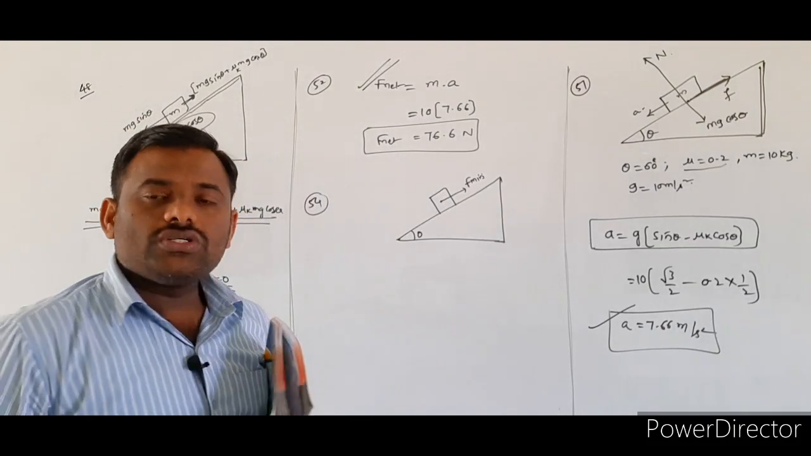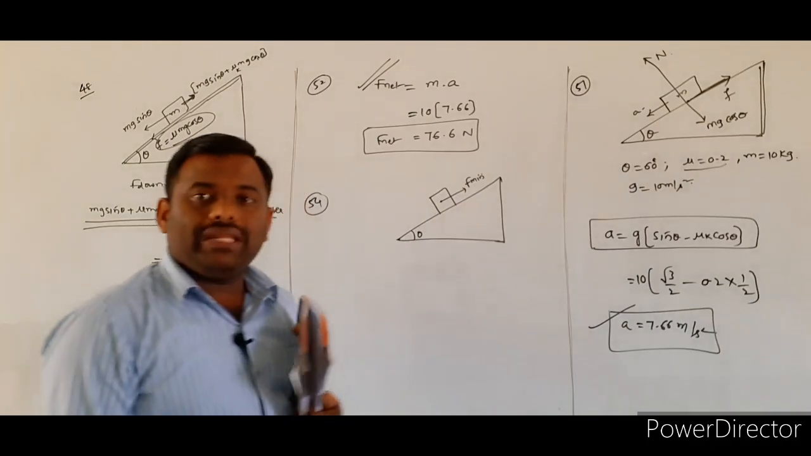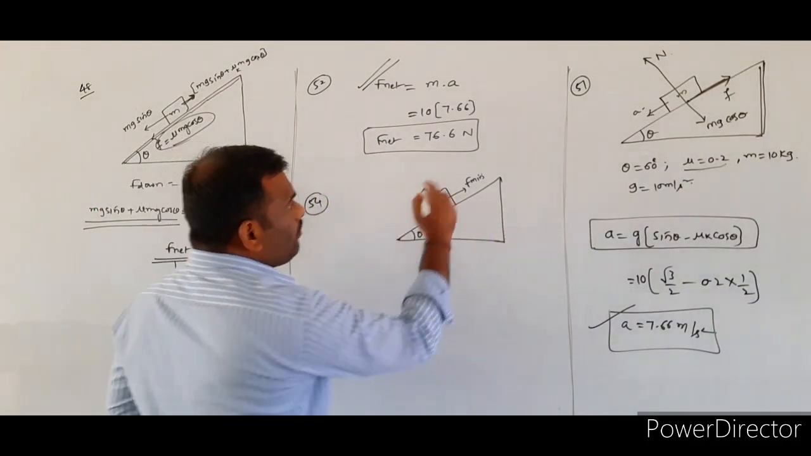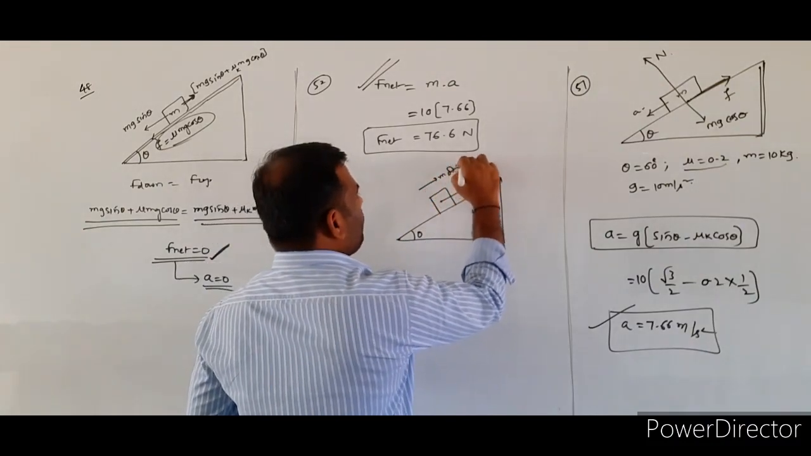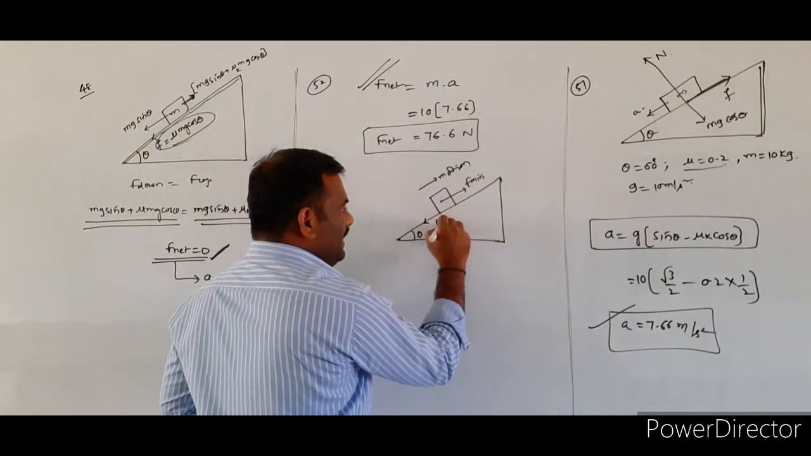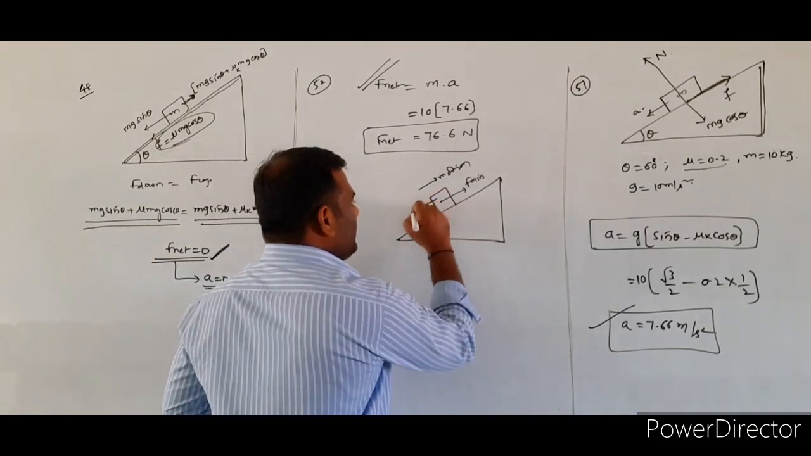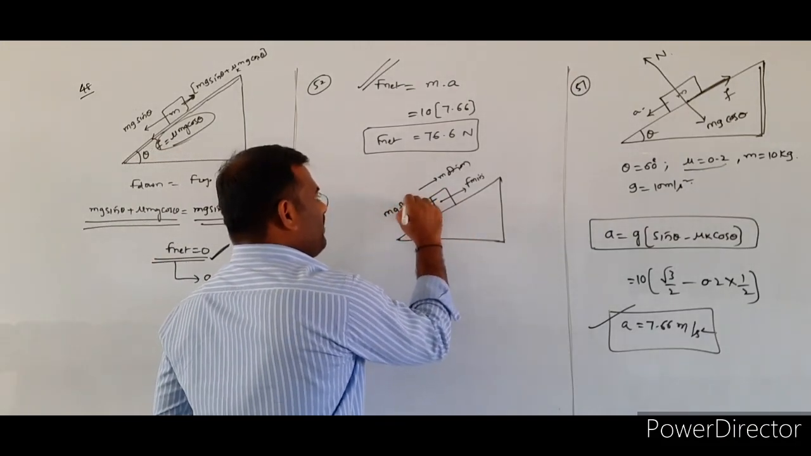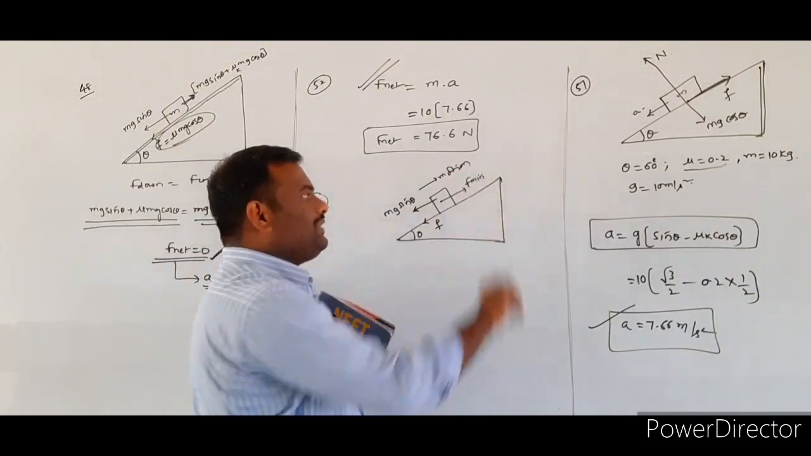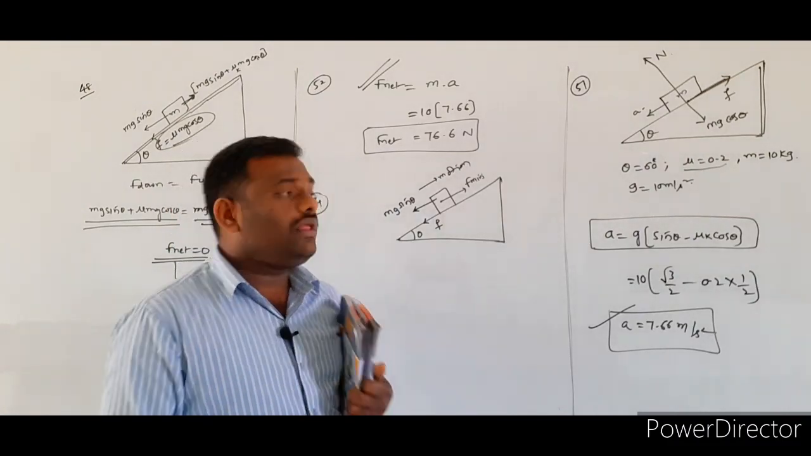Problem number 54. What is the minimum force required to pull the block in the upward direction? Whenever the motion of the body is up the plane, the frictional force will be acting down the plane. Always mg sin theta will be acting in the downward direction. So whenever the body is sliding up the plane, mg sin theta and the frictional force both act in the downward direction.